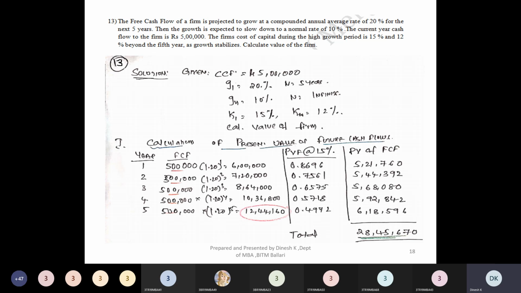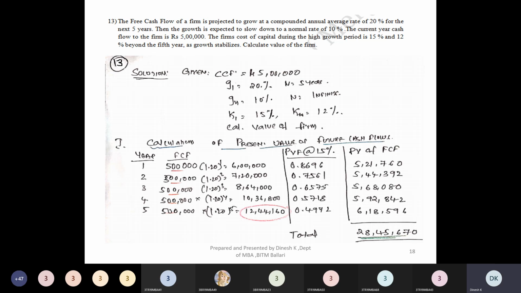Fine. And the firm's cost of capital during the high growth period is 15%. The overall cost of capital is 15%, and 12% beyond 5 years, right? For the first 5 years, the cost of capital is going to be 15%. Then after the fifth year, the cost of capital comes to 12%, and the growth stabilizes. Calculate the value of the firm.